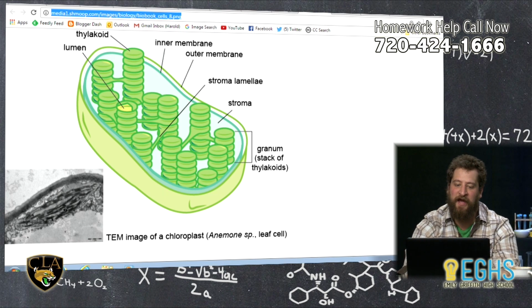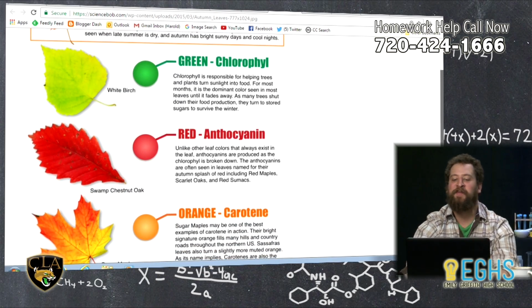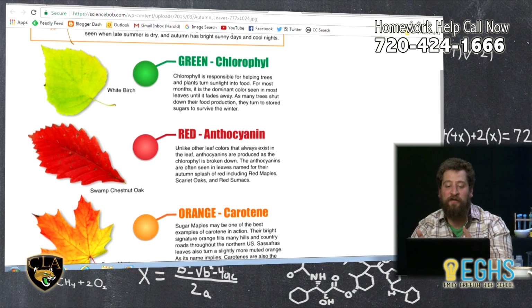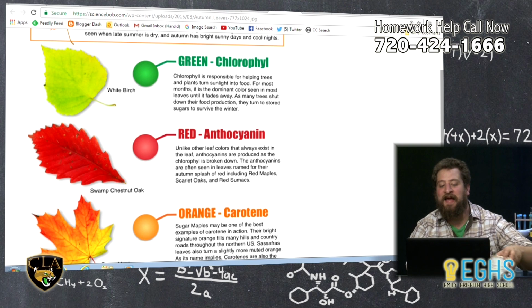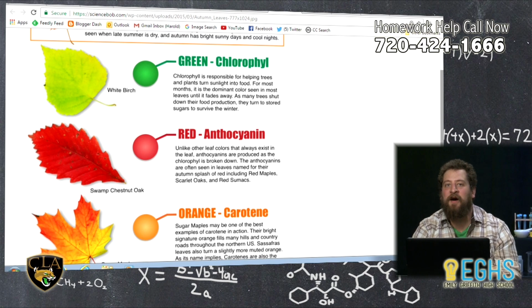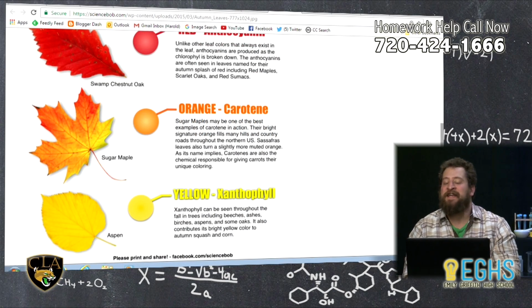So I've got just a little diagram here I can show you. This is a simple graphic that was put out by a website called Science Bob, but it talks about the idea that, again, the green comes from the color of chlorophyll. Red, there's a chemical called anthocyanin. Anthocyanin comes from the breakdown of chlorophyll. Then there's other chemicals like carotene and xanthophyll. Carotene and xanthophyll are both in leaves anyways.